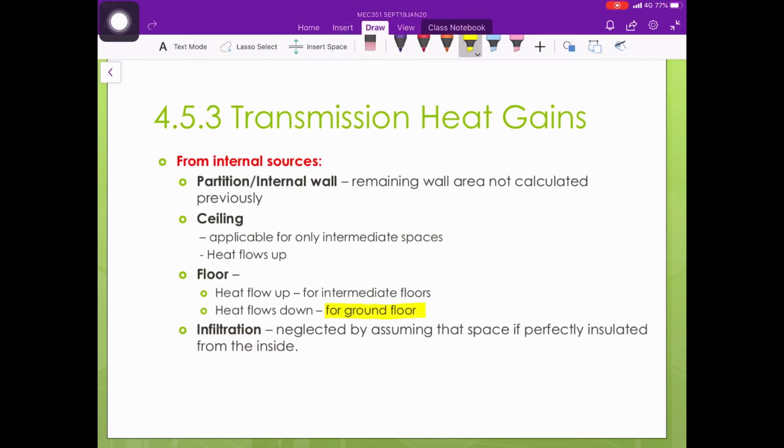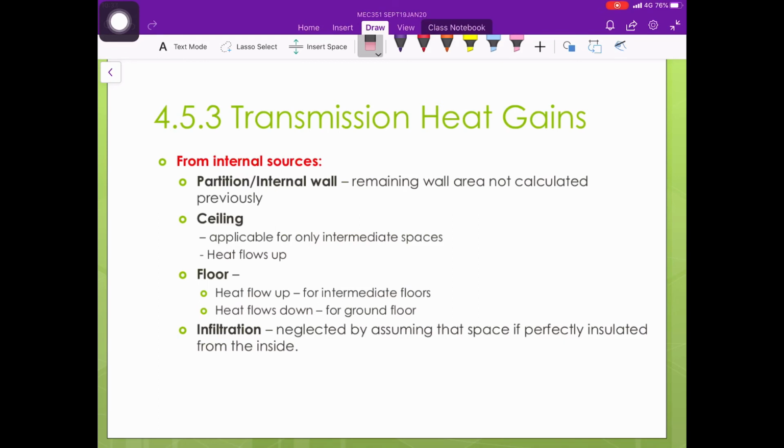For example, for a ground floor design space, the temperature of the ground will be lower than the condition of the space. Therefore, the heat will flow from the design space downward across the floor to the ground. Thus, we take the value of heat flow down if the unconditioned space is above the design space, while heat flow up is when the unconditioned space is below the design space.